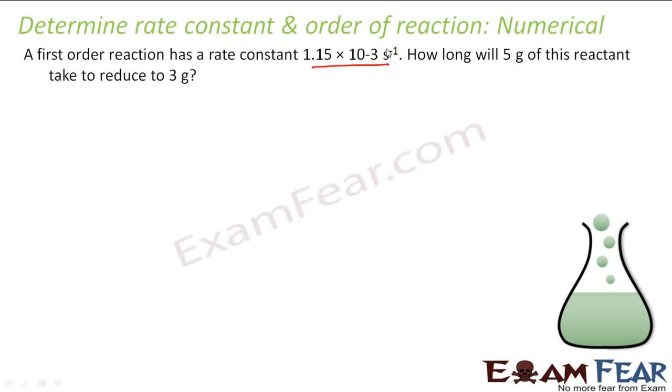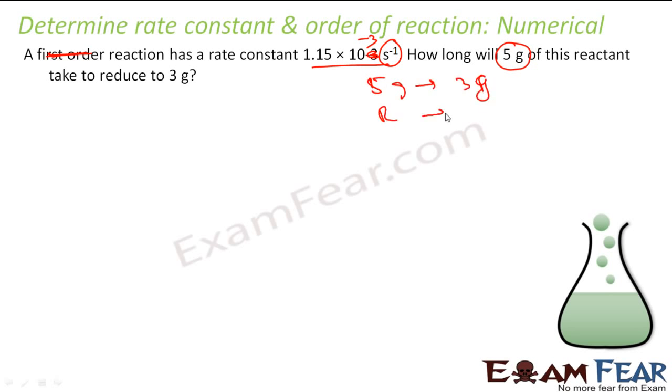Constant, this value per second. Even if it is not given, you can make out it is a first order reaction. 1.5 × 10^-3. How long will it take for 5 gram to become 3 gram? So 5 gram to become 3 gram.